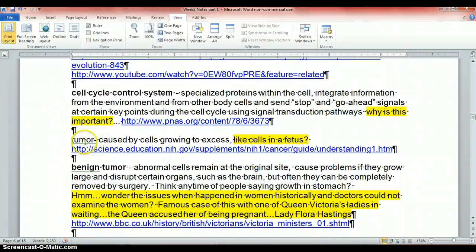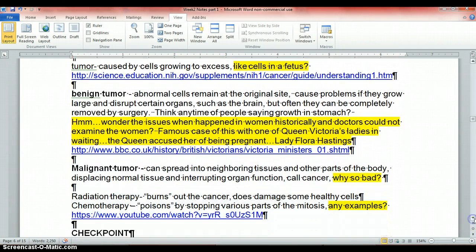A tumor is caused when cells grow to excess, right? So they kind of think they're still babies and they're just going crazy and growing, and their cell cycle control system isn't stopping it. What is a benign tumor? A benign tumor is abnormal cells that remain at the original site, and they cause problems if they grow too large and disrupt certain organs, such as the brain, because you don't want your brain messed up. But often they can be completely removed by surgery.